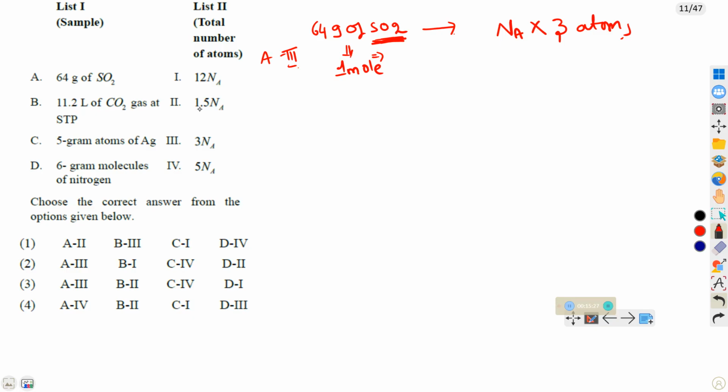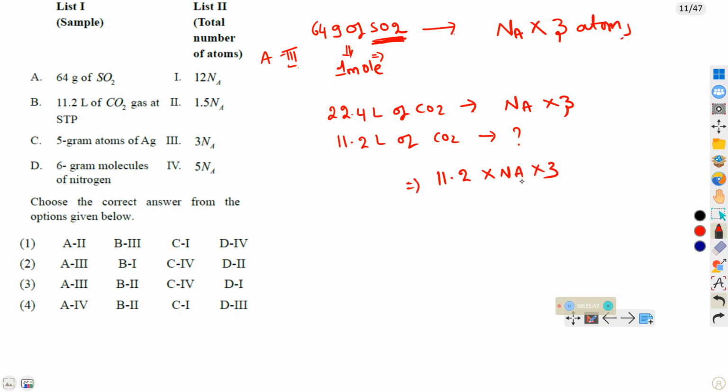11.2 liters of CO2 gas. 22.4 liters of CO2 gas contains Avogadro number into 3 atoms. Then how many atoms does 11.2 liters of CO2 gas contain? 11.2 into Avogadro number into 3 by 22.4, that is 1.5 times. B2, A3, B2. So the third option is the correct option.